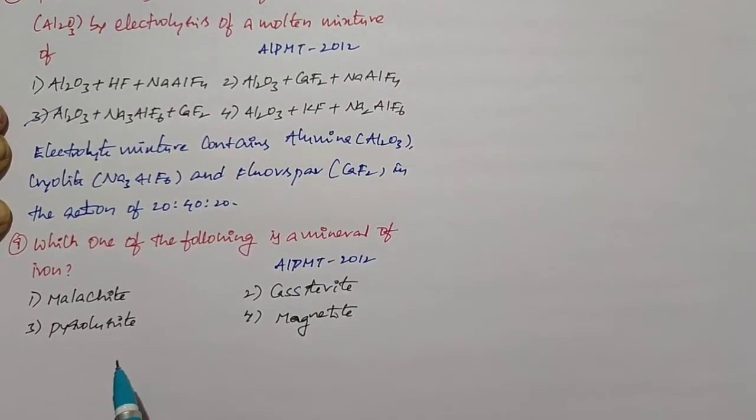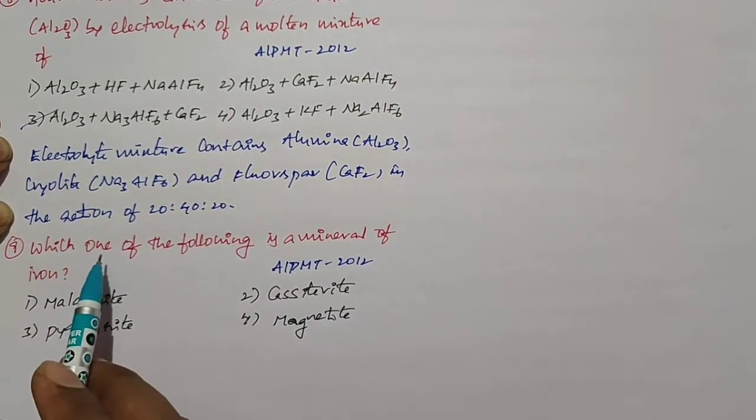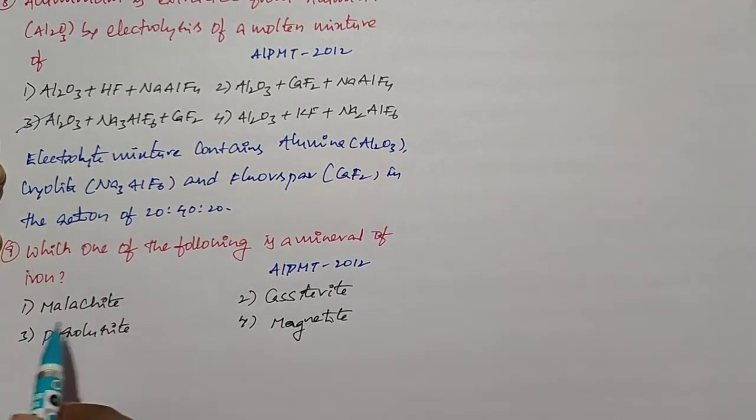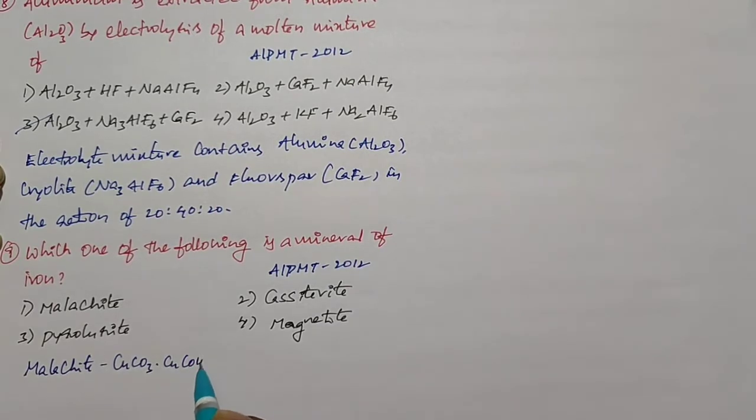Okay friends, so this is the next question. This question is given in the All India Pre-Medical Test 2012 paper. Which one of the following is a mineral of iron? Here we have four options: malachite, cassiterite, pyrolusite and magnetite. The first one is malachite. Malachite is an ore of copper. Its formula is CuCO3.Cu(OH)2. So the first option is not the right option.